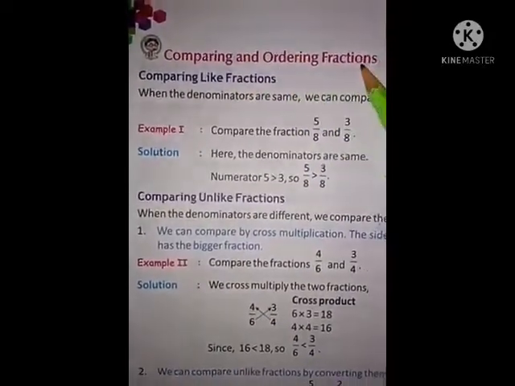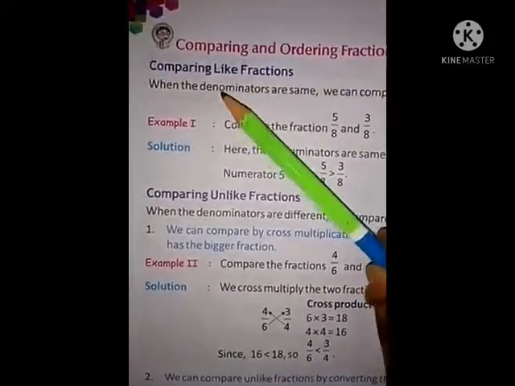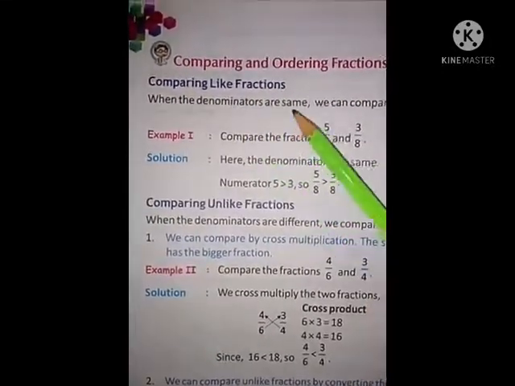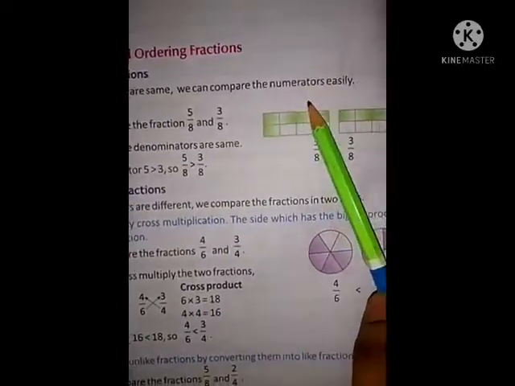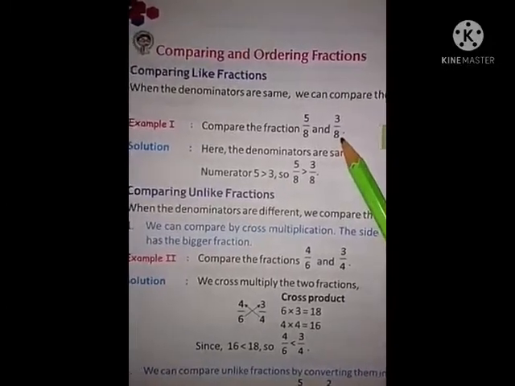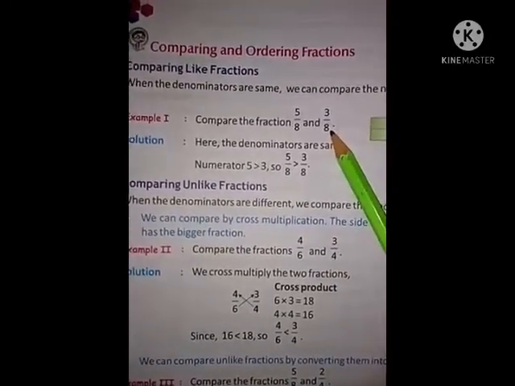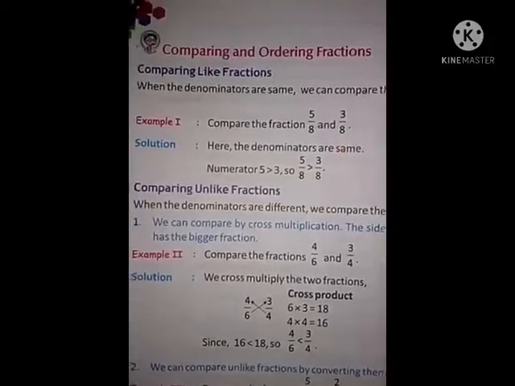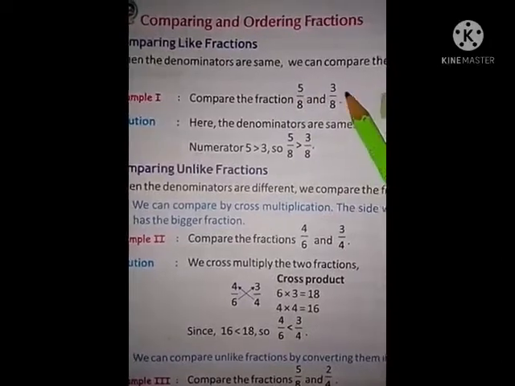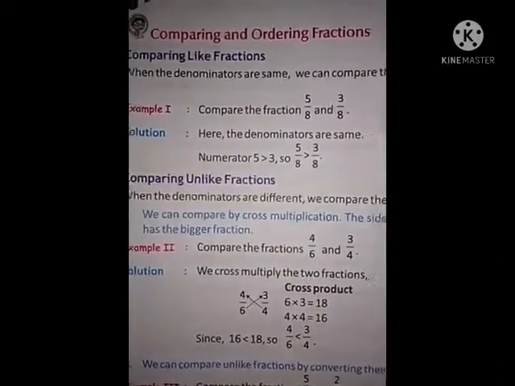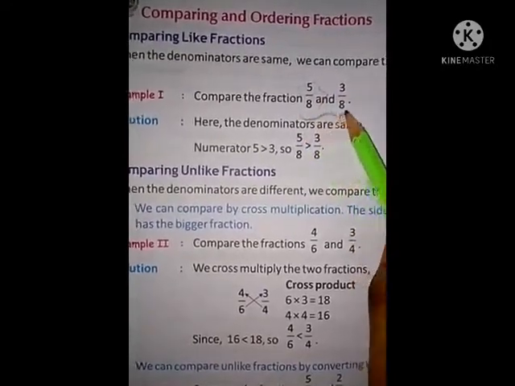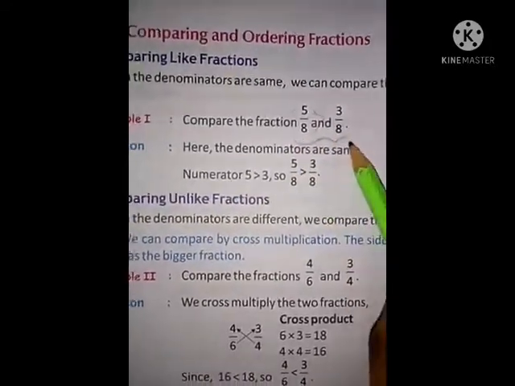Now see comparing and ordering fractions. How to compare fractions? Comparing like fractions: when the denominators are the same, we can compare the numerators easily. Okay, see here 5 by 8 and 3 by 8 are given, which is greater? So 5 by 8 is greater because 5 is greater than 3. This is very easy because the denominators are the same.